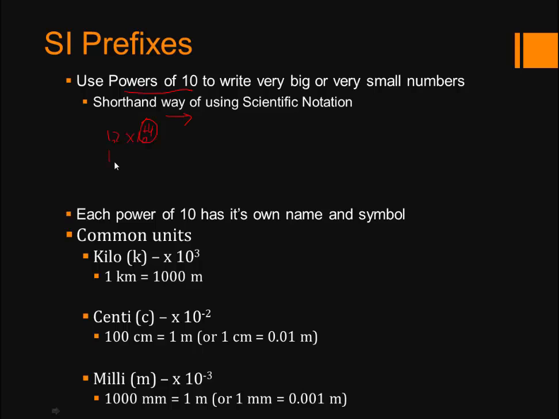So 1.7, we hop this decimal 4 places over, that's 17,000, and these two numbers are the same. So 1.7 times 10 to the fourth and 17,000 are the same, because we move the decimal 1, 2, 3, 4 places right. You can also move it left.